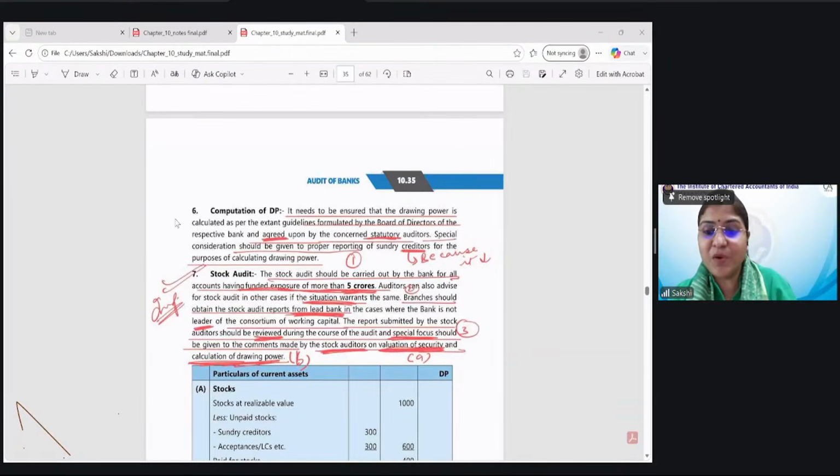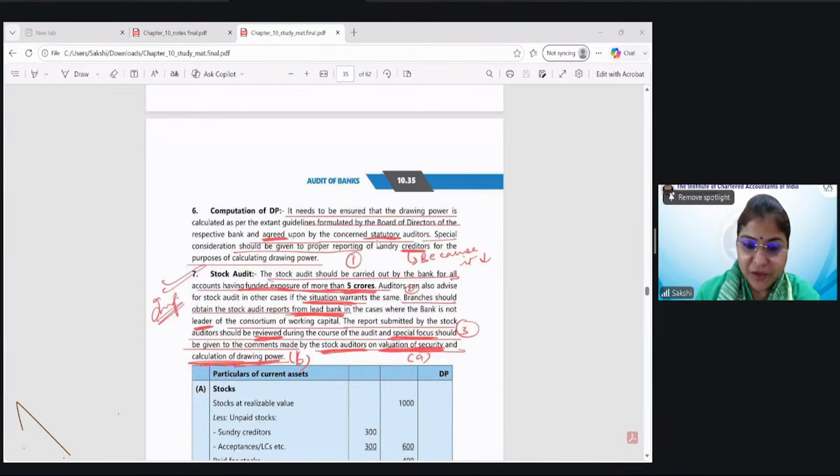Okay. The report submitted by the stock auditors should be reviewed during the course of audit and special focus should be given to the comments made by the stock auditors on valuation. On two things you have to focus: valuation of security, what is the value of security actually is, and calculation of DP. Okay, so two things you have to give special focus to. One is valuation of security and the other is calculation of drawing power. Are these points clear to all of you? Please write to me in the chat box.